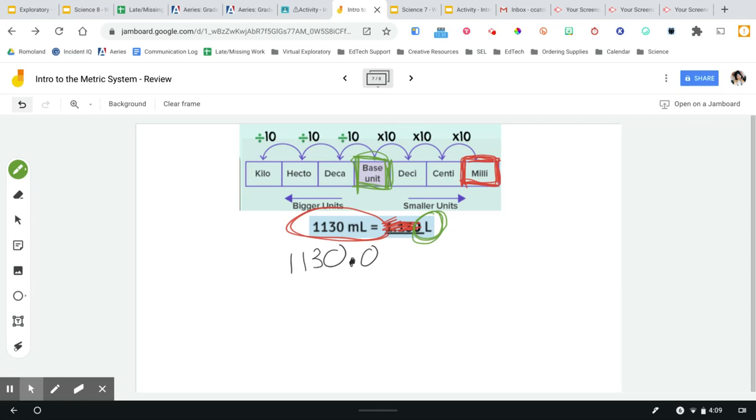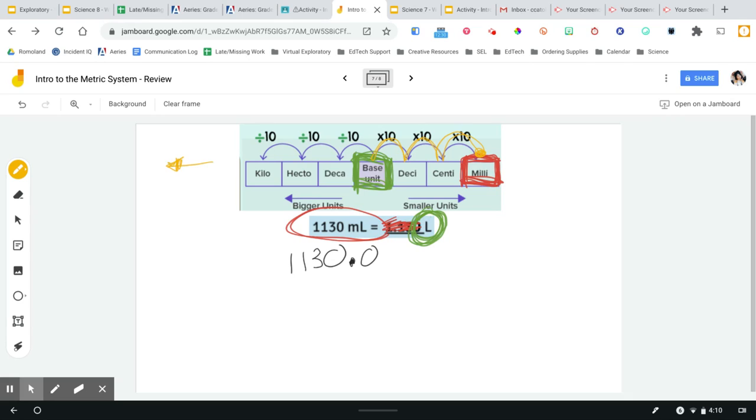Most of the time, if the abbreviation only has one letter, like L, then you can probably tell that it is a base unit because there's no prefix that comes before it. So now I have determined my starting point here is milli, and I have determined that my ending point is here at the base unit. So I need to start at milli and jump over to where I need to go. 1, 2, 3. So I moved 3 times to the left.